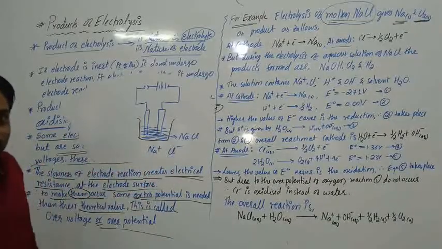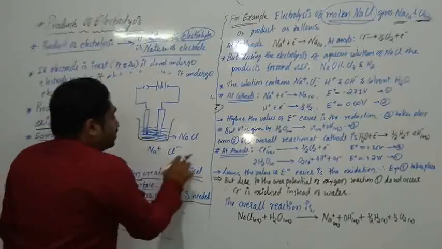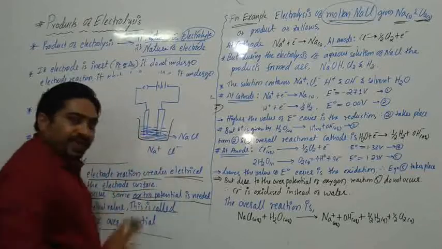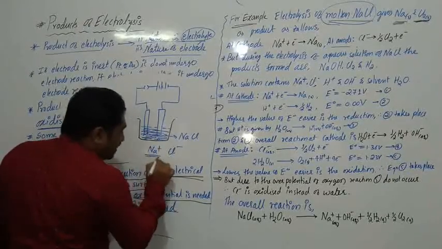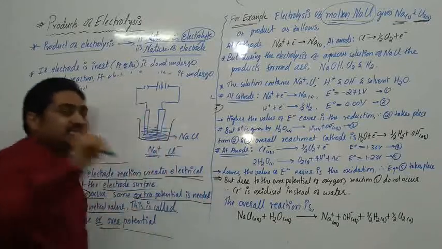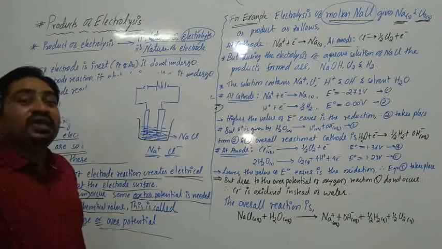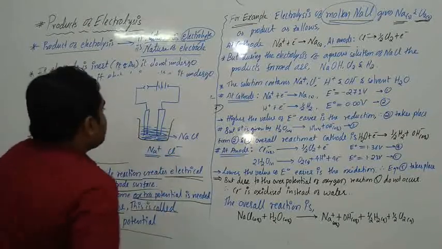Molten NaCl means we take sodium chloride and heat it a little, then it melts. Sodium chloride melts. That liquid is called molten NaCl. It means that in my solution only Na plus ions and Cl minus ions are there.